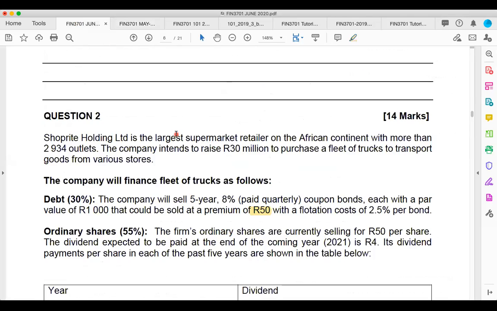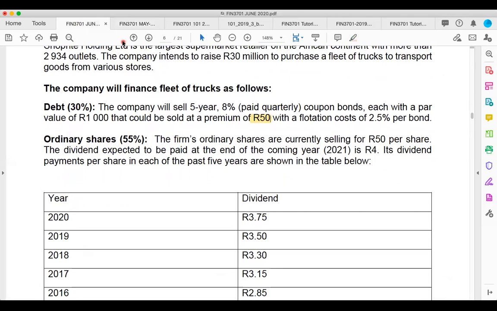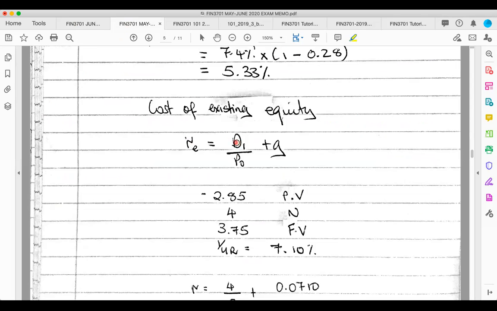For the cost of equity, remember, we can use the capital asset pricing model, or we can also use the Gordon growth model. In this case, given the dividends, the current price of the share and the growth rates, we use the Gordon growth model. But if we were given beta, risk-free rates and the return on the market, we would use the capital asset pricing model, right?